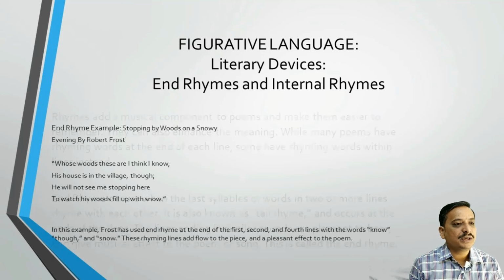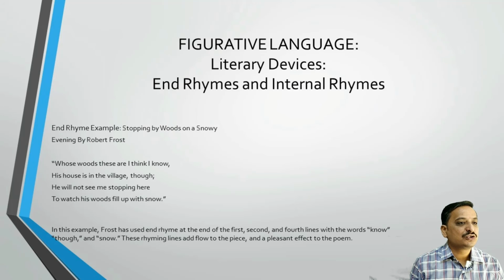An example would be Stopping by Woods on a Snowy Evening by Robert Frost. "Whose woods these are, I think I know. His house is in the village, though. He will not see me stopping here to watch his woods fill up with snow." In this example, Frost has used end rhyme in the first, second, and fourth lines with the words "know," "though," and "snow." These rhyming lines add flow to the piece and a pleasant effect to the poem.